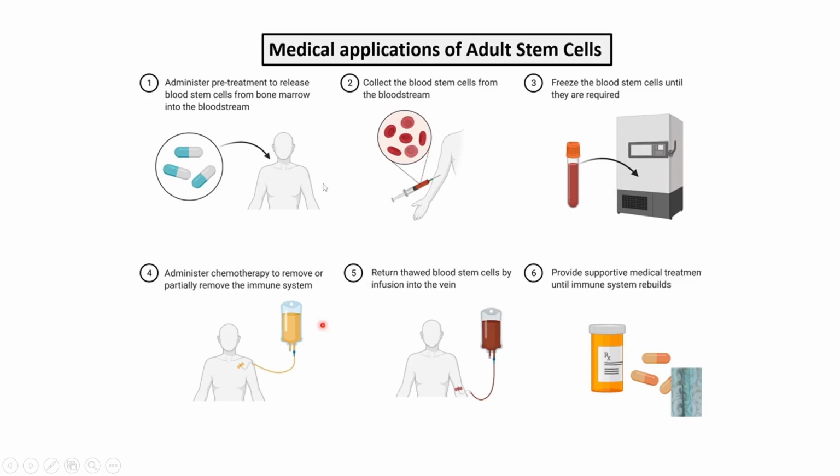So how are these stem cells used in medical applications, for example? Okay, so if we talk about one general example of how this medical application is done with stem cells. First you administer pre-treatment to release the stem cells from the bone marrow into the bloodstream. Okay, so you have certain antibiotics which you take. It will release the stem cells from the bone marrow into the circulatory system. Then from the bloodstream you collect the stem cells and preserve them.